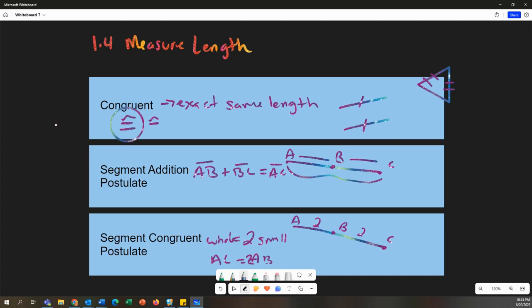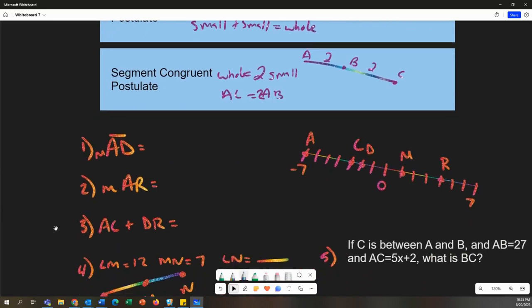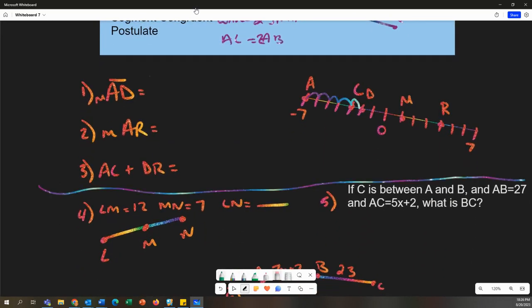And sometimes, let's go back up to segment addition. Sometimes people like to say small plus small equals whole. Sometimes that helps people remember these. All right, let's practice them. So let's come down here. We have a couple examples.